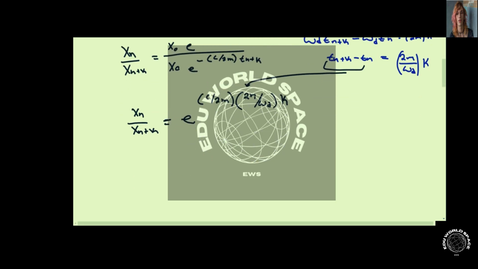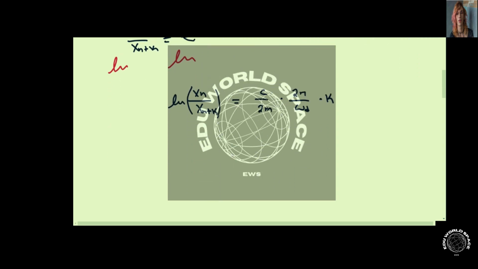And now we just need to take the ln. And so we get ln xn over xn plus k equals c over 2m times 2 pi over wd times k. And if we continue doing this, we can bring this over. So then we have 1/k ln xn over xn plus k equals the c pi over m wd.